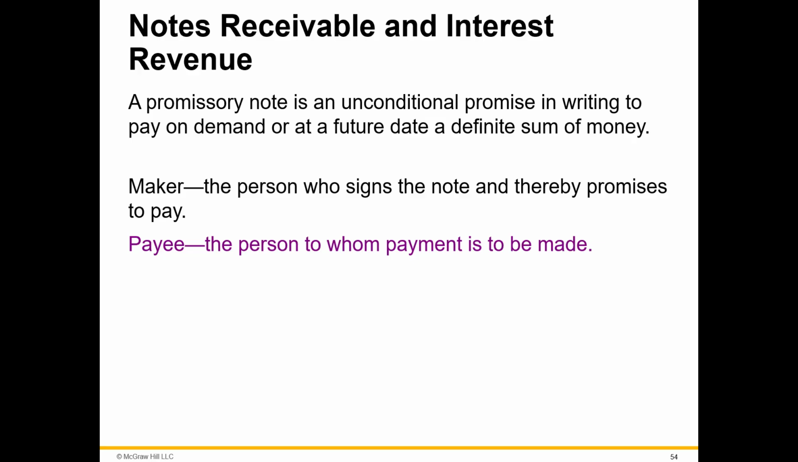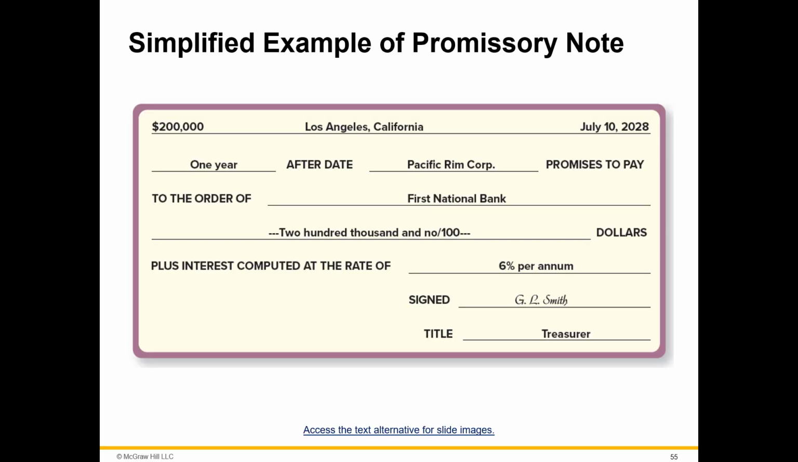Notes receivable and interest revenue. So we might make a loan to someone, or maybe they can't pay, and we say, okay, let's have terms and set up and have you sign a formal note that says you will pay. And so that would be an example there. And so here would be an example of a note made for $200,000, and it looks like it's going to pay 6% annually, and Pacific Rim is going to promise to pay that money.